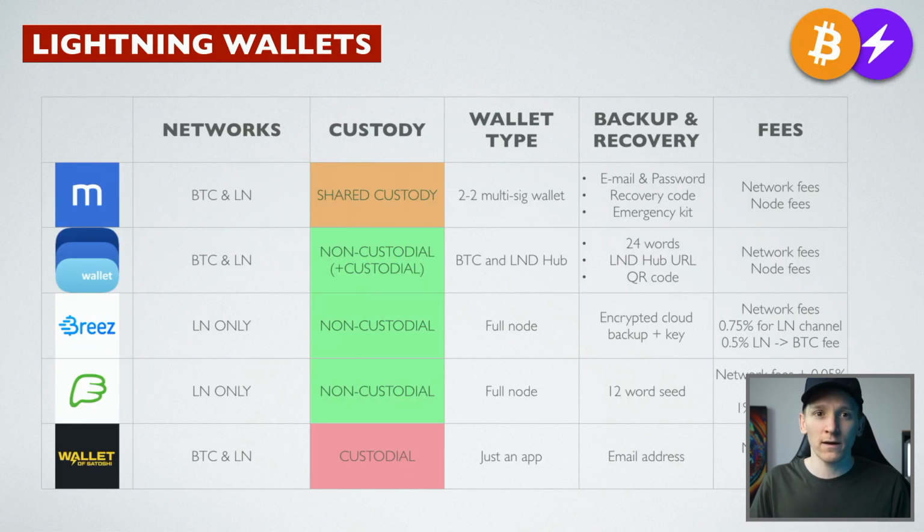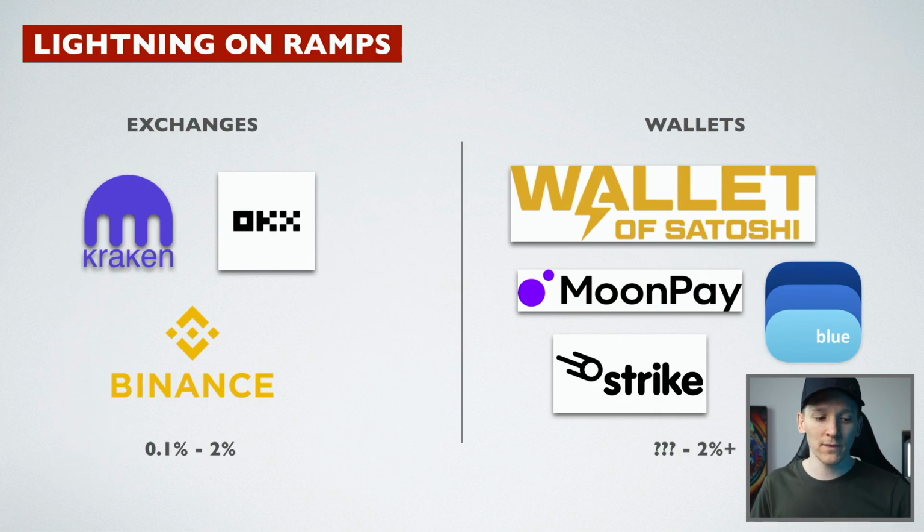As you can see right here, I've got a list of them, so we'll go through them in the next stage. But the first thing is, how do we actually get some Bitcoin and Bitcoin on the Lightning Network? So there's two ways to do this. The first one is to use an exchange.